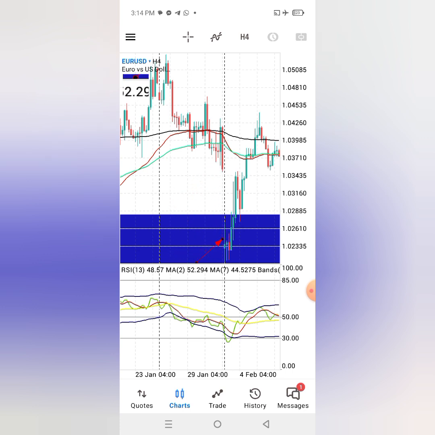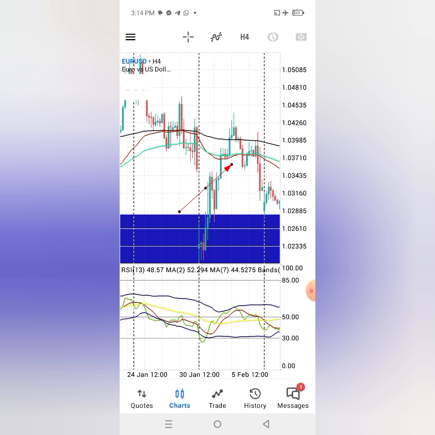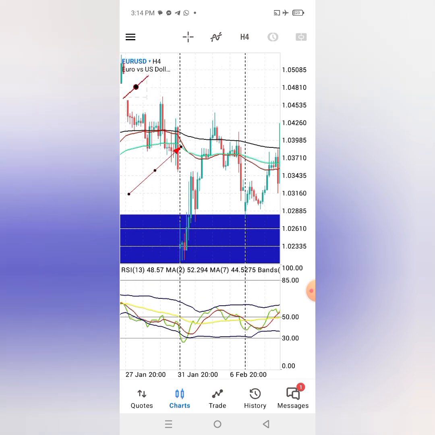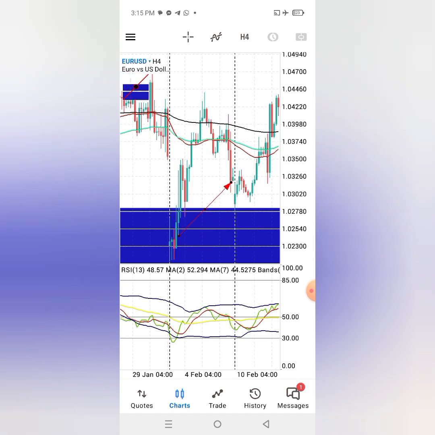And look at that. It visited here, and now it closed this level, and I'm going to wait for a pullback, and I'm going to find my entry right there. And I'm going to ride with the market, going up with the market. Unfortunately, it came back a bit, but look at that, it just visited this same zone and went up, guys. So my take profit would have been here.